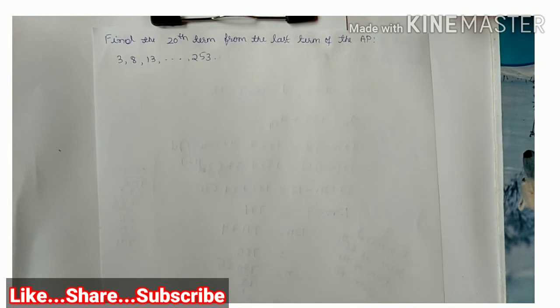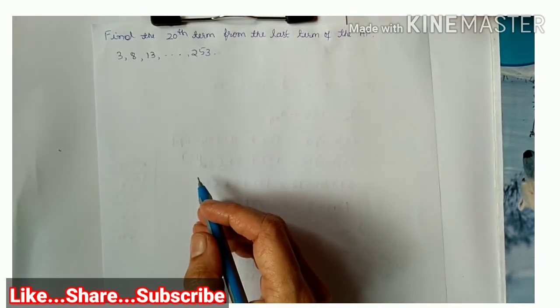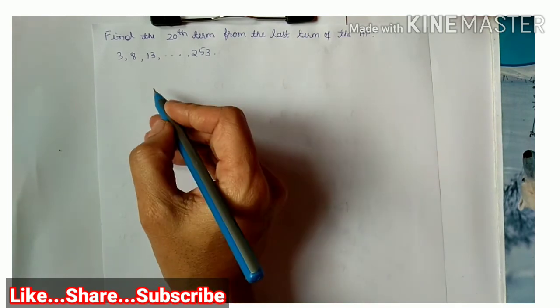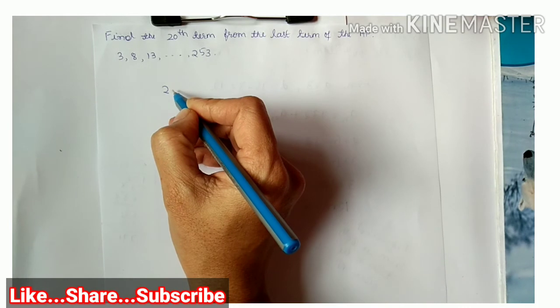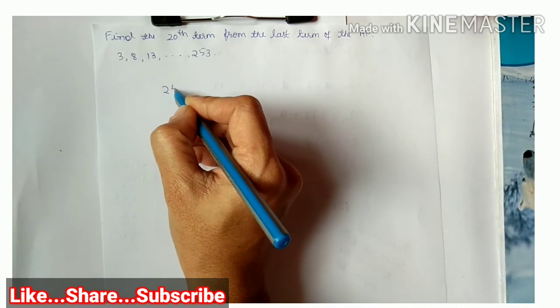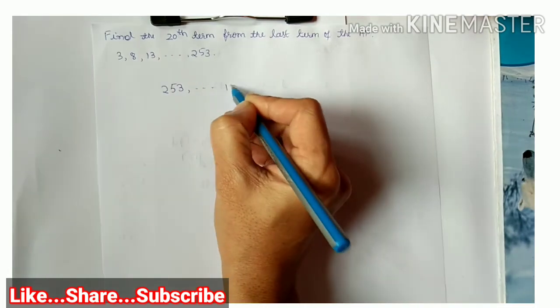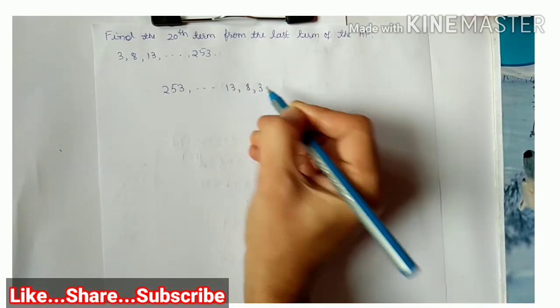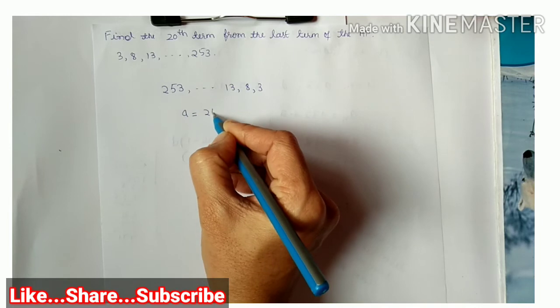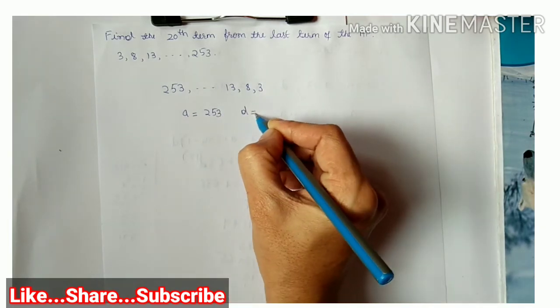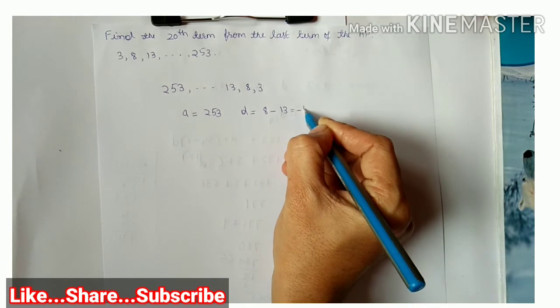Next example: find the 20th term from the last term of the AP 3, 8, 13, up to 253. Let us write the given AP in the reverse order, to find the 20th term from the last term of the AP: 253, 13, 8, 3. Here the first term is 253. Common difference is 8 minus 13, minus 5.